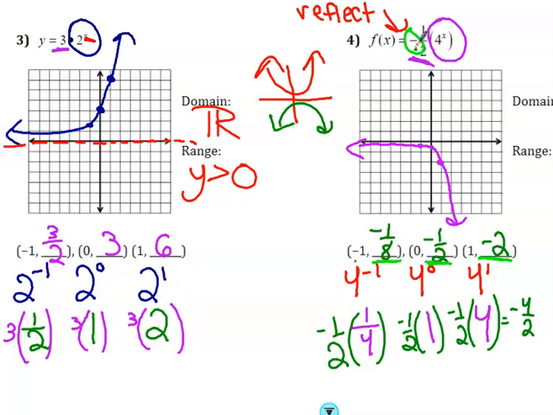All right, so domain is all real numbers still, but what happens to the range? Well, my asymptote is still at the 0, but there's no y values up here. So the range is y is less than 0 instead of y is greater than 0. Because again, all your y values are right below the 0. Okay, so just be aware of where the negatives are and how that affects it.